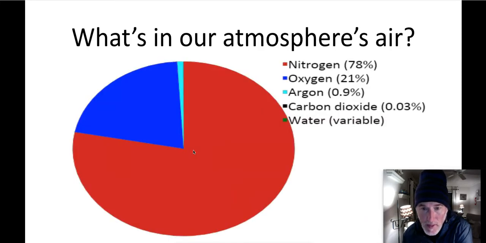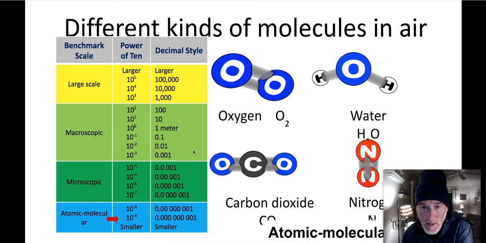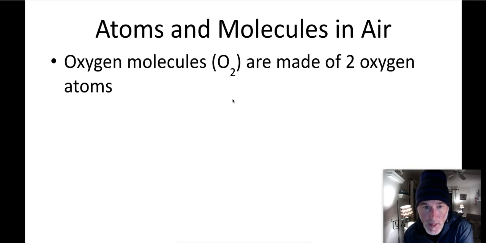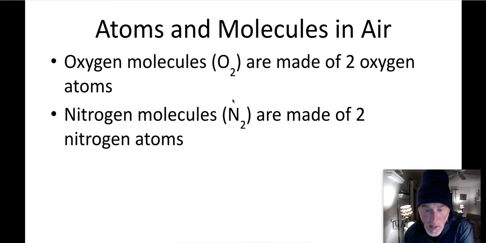If we go back in the presentation here, we can see that oxygen, in terms of our air, is a molecule. It's not just a single atom. It is 2 atoms together, but it is a molecule. Atoms and molecules in air. Oxygen molecules are made of 2 oxygen atoms. Okay, makes sense. These are things that you could jot down in your notes if you wanted to, just to make sure that you have this information available in case you need it.